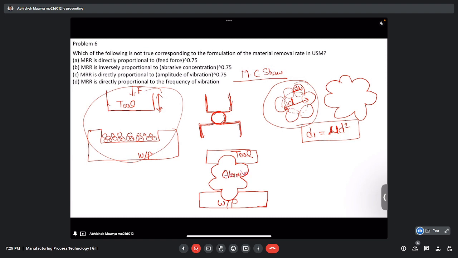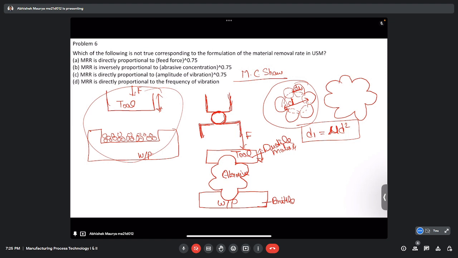In the workpiece, what is happening? This abrasive is causing brittle failures. It is a brittle material. And this is a ductile material. The tool is made up of ductile material, and some load is given to this tool, and ultrasonic vibration is given to the tool.